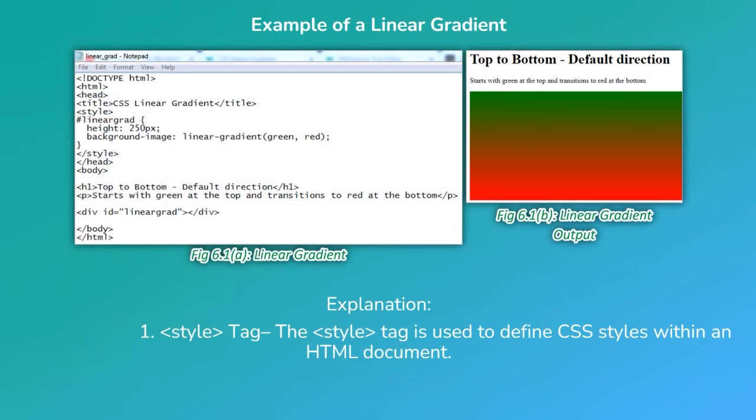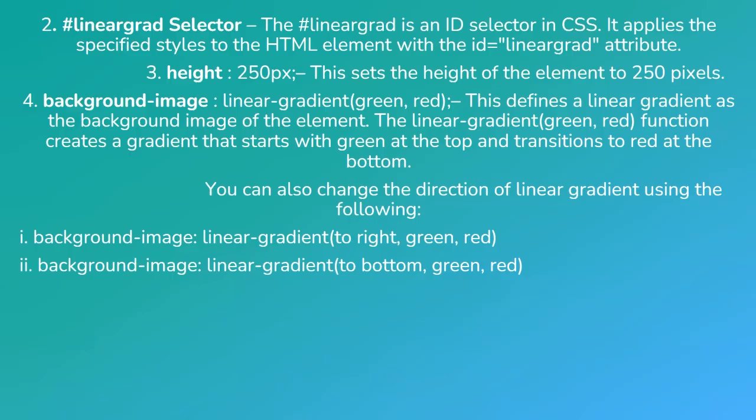Example of a linear gradient. Explanation. 1. Style tag. The style tag is used to define CSS styles within an HTML document. 2. The #linear-grad selector. The #linear-grad is an ID selector in CSS. It applies the specified styles to the HTML element with the id equal to linear-grad. 3. Height 250px. This sets the height of the element to 250 pixels.